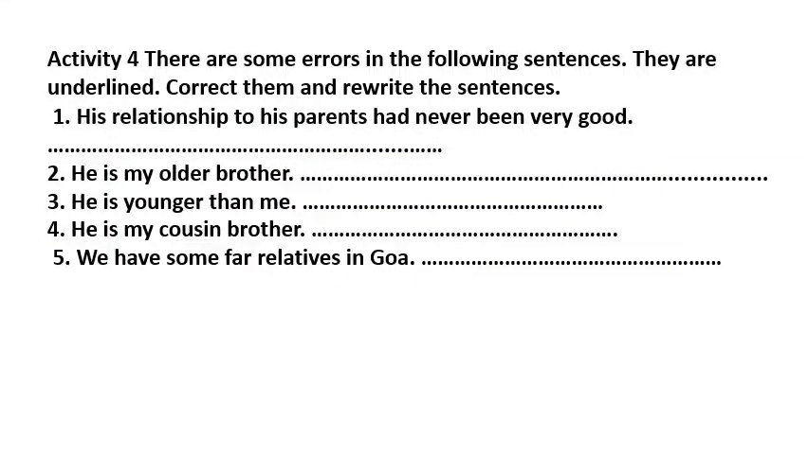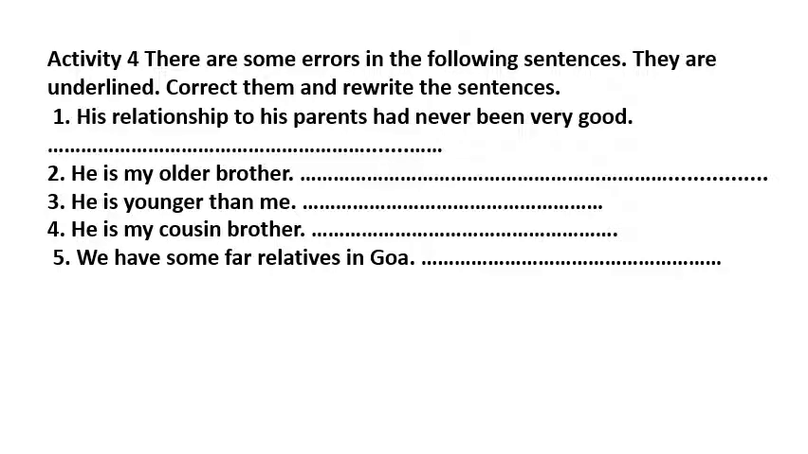So there are some errors in the sentences. Correct them and rewrite the sentences. His relationship to his parents had never been good. What is the error? The error is relationship to. The correct answer is relationship with. His relationship with his parents had never been good.